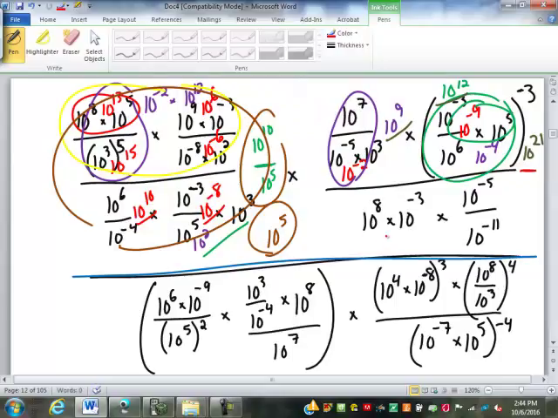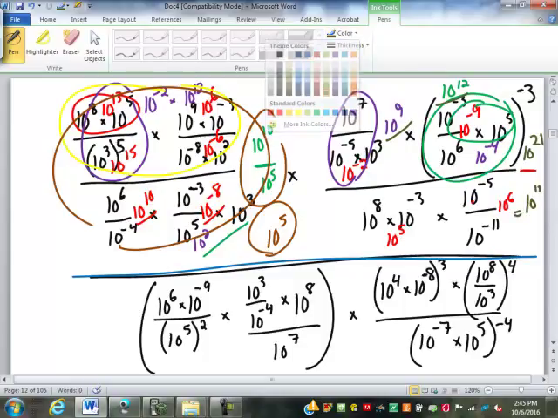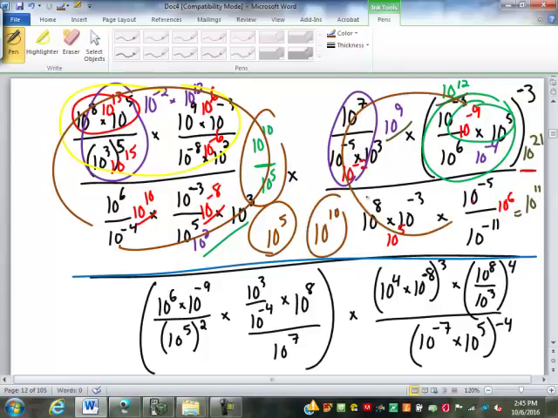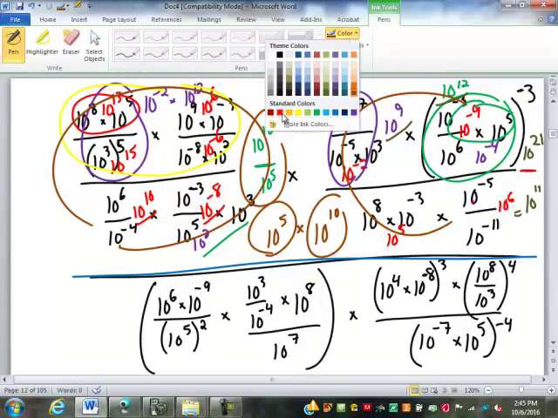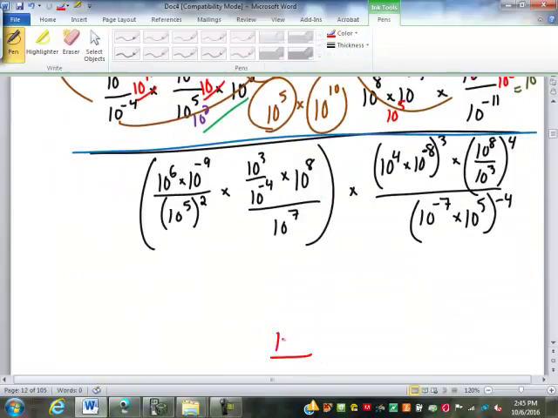Over here, 10 to the 8th times 10 to the negative 3, 10 to the 5th. And over here, 10 to the negative 5 divided by 10 to the negative 11. Negative 5 minus negative 11 is negative 5 plus 11, or 10 to the 6th. 10 to the 5th times 10 to the 6th is 10 to the 11th. 10 to the 21 divided by 10 to the 11th. 21 minus 11 is 10, so that's 10 to the 10th. So that whole section over here becomes 10 to the 10th. That's going to multiply. It's going to give us 10 to the 15th. So the whole top is 10 to the 15th.